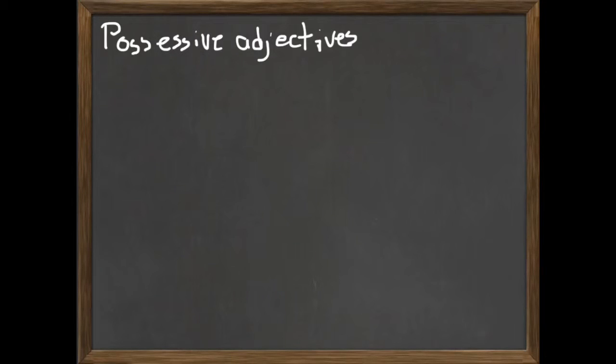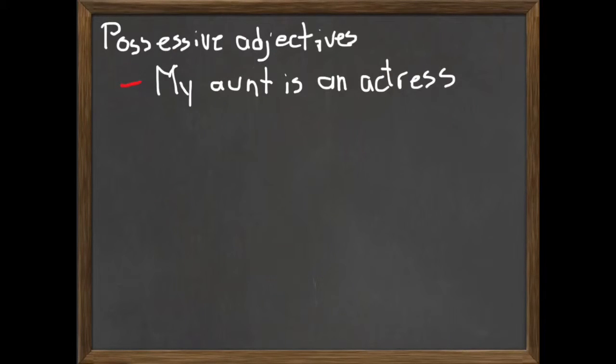Now let's look at possessive adjectives. Possessive adjectives show possession, something that belongs to someone and who it belongs to. For example, my aunt is an actress. Here the possessive adjective is my. Aunt is my mother or my father's sister. An actress is a person who acts.